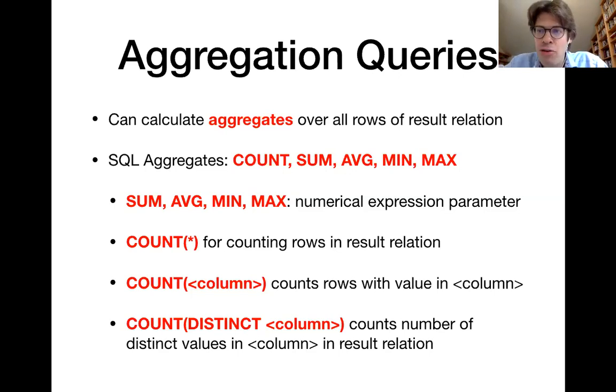Those aggregates typically have some parameters. For instance, for summing or averaging, you need to indicate which column or which expression you want to sum or average over. One common annotation is if you want to simply count the number of result rows, then you typically use this count and star between parentheses.